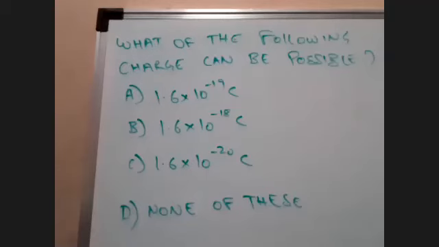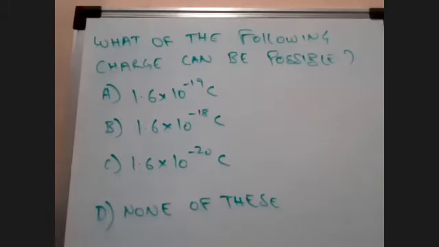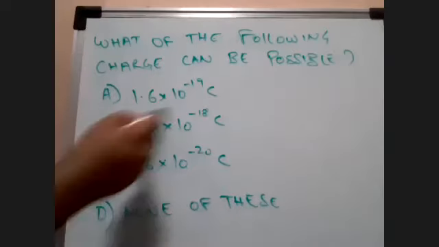So let's look at the next question. It's a very simple question. Which of the following charges can be possible? Options are 1.6 into 10 raised to minus 19 coulomb, 1.6 into 10 raised to minus 18 coulomb, 1.6 into 10 raised to minus 20 coulomb, and none of these. What do we mean by what is possible? They are asking whether a charge can have this many coulombs in it.